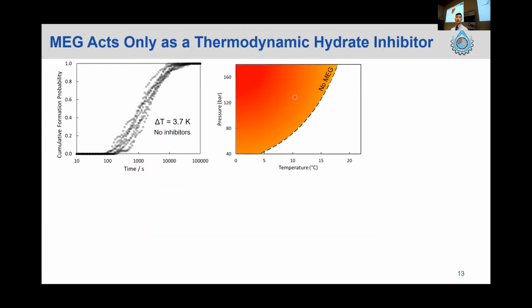What I want to talk to you about here is what you would expect if you add MEG into your system. Firstly, have a look at, once again, this probability versus time. The reason I have multiple curves here is because we have 20 cells and we wanted to investigate whether there is much cell-to-cell variation. You can see the uncertainty is actually small, as it goes from 800 to 1,200 seconds. Plus or minus 200 seconds means nothing in the industry. It's 200 seconds, right? With 3.7 Kelvin subcooling, this is the distribution.